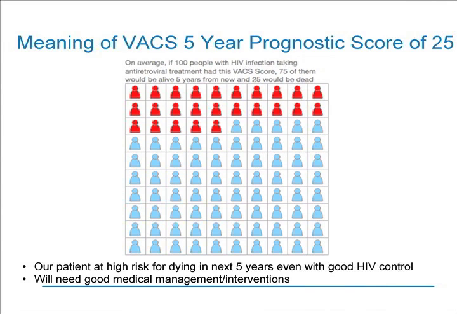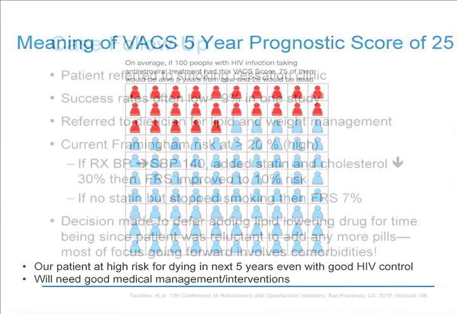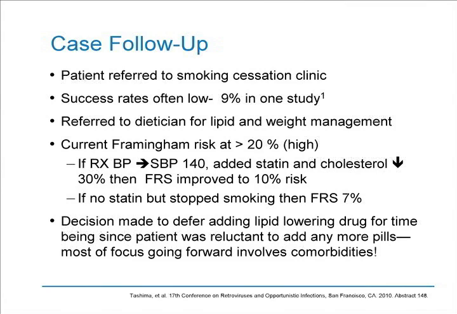5 years of 25%. And that is a figure that may not sink in for patients, and so the website does have this graphic that kind of helps emphasize either to the providers or to patients what we're talking about, that basically 1 in 5 patients with his current laboratory parameters and demographics would be predicted to be dead in 5 years, even with good control of his HIV, indicating that a lot of work needs to be done with his comorbidities. So given that, the patient was referred to a smoking cessation clinic.